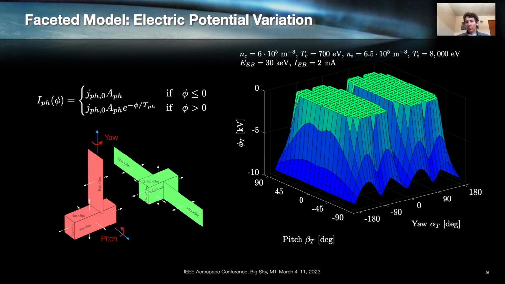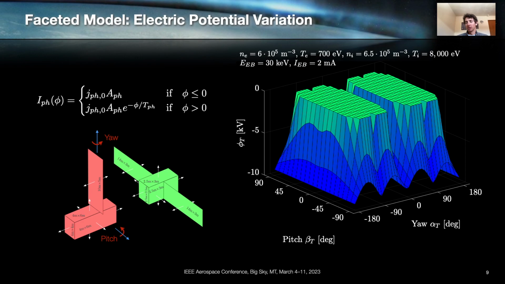And as we can see, there are huge differences depending on the orientation. For most orientations, the equilibrium potential is around 0 volts. But for example, if we have a yaw angle of 0 degrees, then for all pitch angles, basically, the equilibrium potential is strongly negative, about negative 10 kilovolts in this case. And that is because for that specific orientation, the solar panel is not facing the sun.